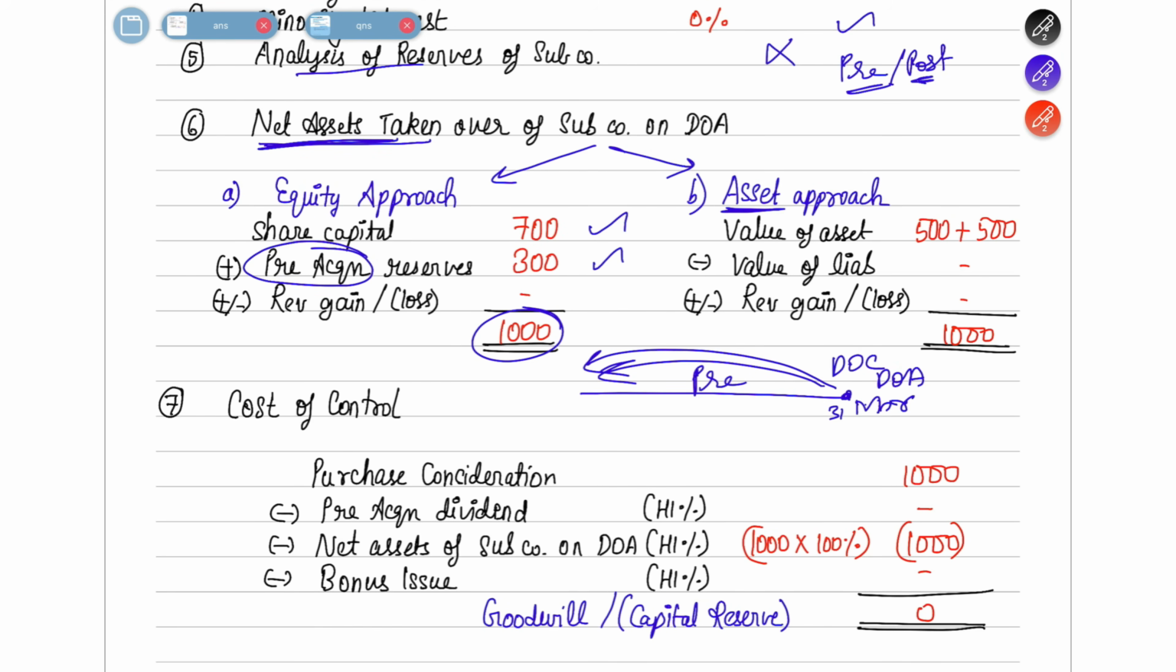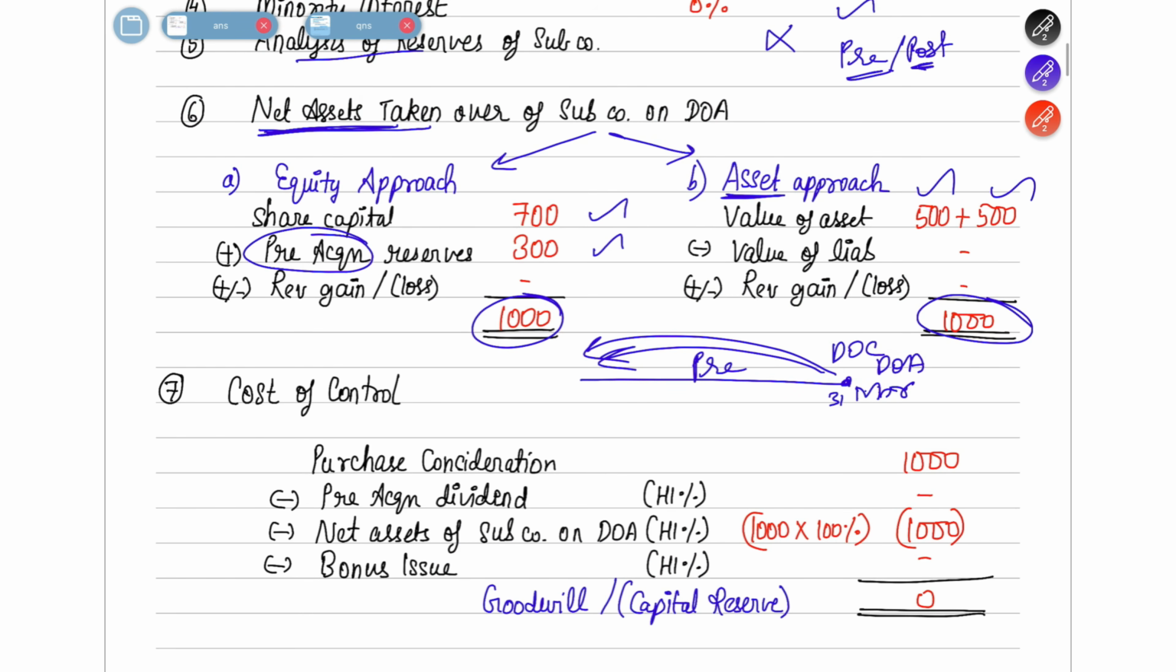Now if you go under the assets approach, the value is the same. 500 plus 500, 1000 is your assets approach also. So as a conclusion, by any method you find, the answer is going to be 1000 only.